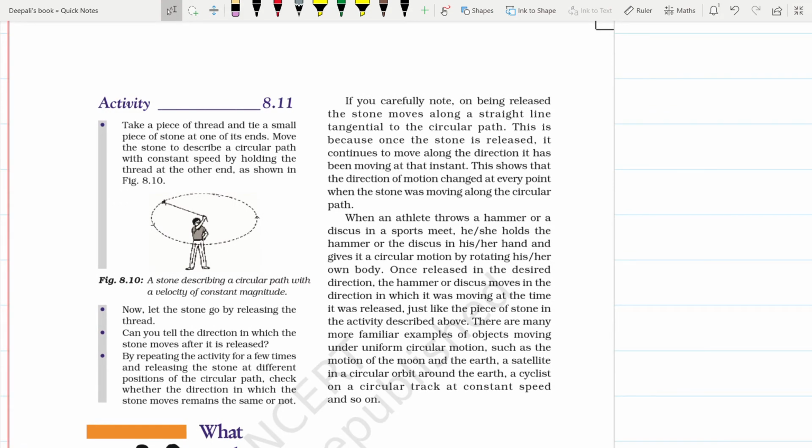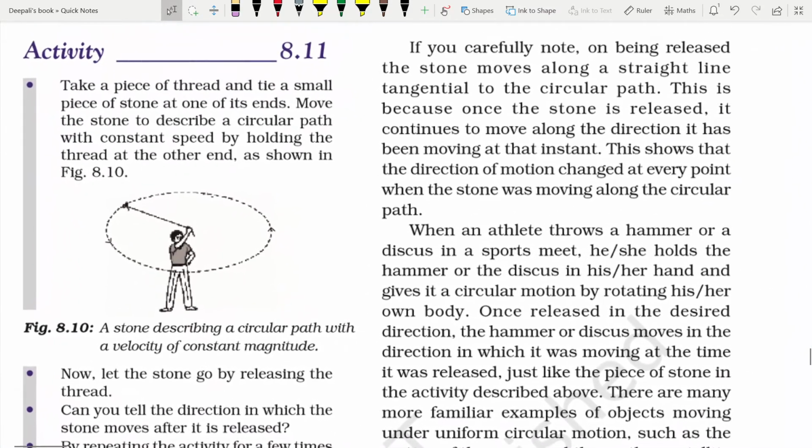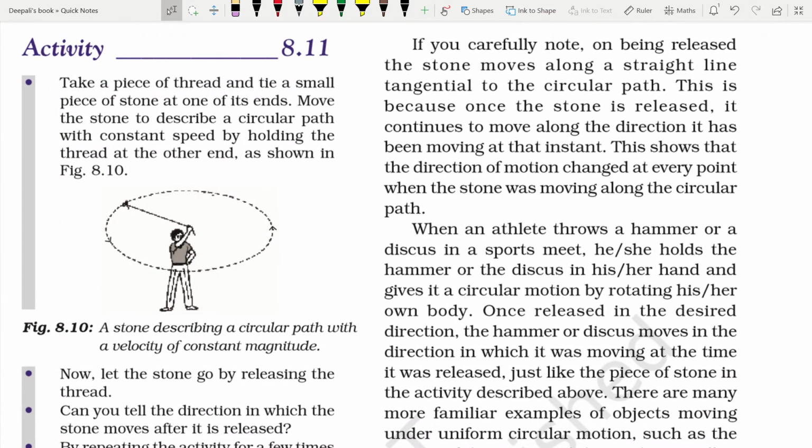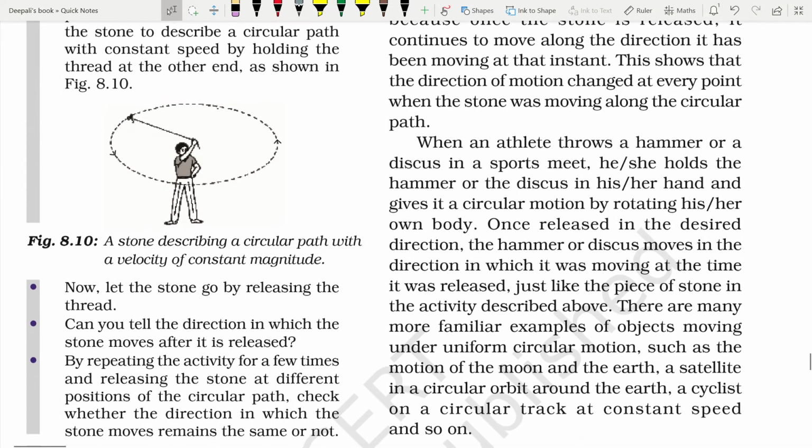Now let us perform an activity. Take a piece of thread and tie a small piece of stone at one end of it. Move the stone to describe a circular path with constant speed by holding the thread at the other end, as shown in the figure. Now let the stone go by releasing the thread. Can you tell the direction in which the stone moved after it is released?